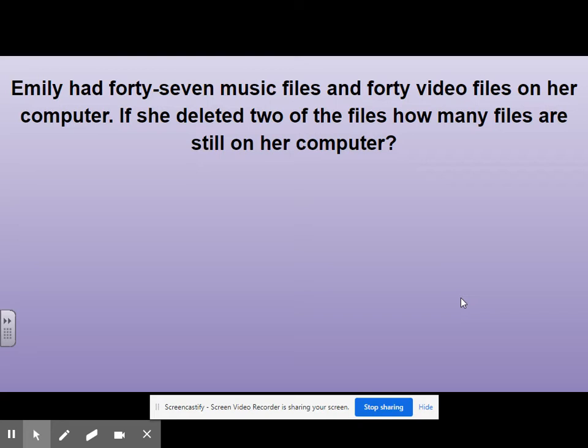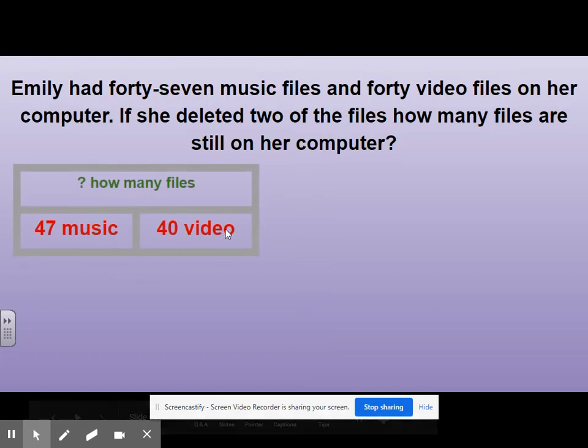Okay, so at first glance, I didn't see any numbers, but when I read it, I heard some numbers in there. Okay, these numbers are in their word form, so pay attention carefully. Go ahead and draw a bar model on your paper. And we're going to see if we can plug these numbers in and find out the first part of this problem. All right, so Emily had 47 music files and 40 video files on her computer.